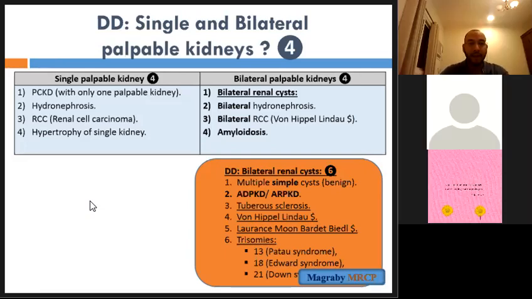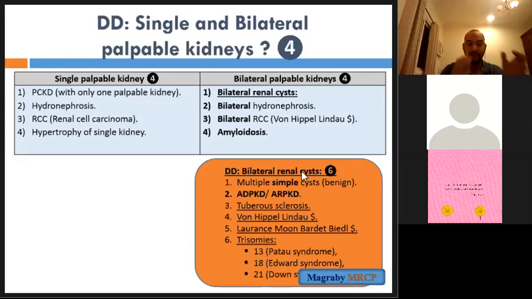For bilateral palpable kidney, this may be bilateral renal cyst, bilateral hydronephrosis, bilateral renal cell carcinoma, or amyloidosis. Okay. Bilateral renal cell carcinoma is characteristic of von Hippel-Lindau syndrome. This will let us discuss the differential diagnosis of bilateral renal cysts.